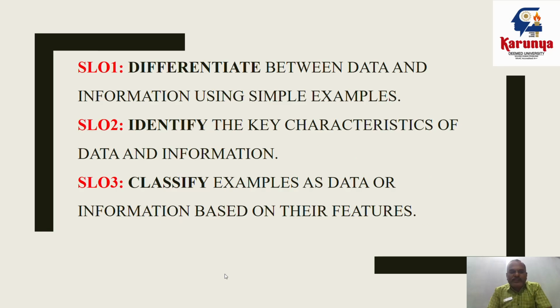These are the session learning outcomes. At the end of the session, you must be able to differentiate between data and information, and give some examples of each. Then you may identify the key characteristics and importance of data and information. And then you can classify the types of data, and what kinds of information are available.